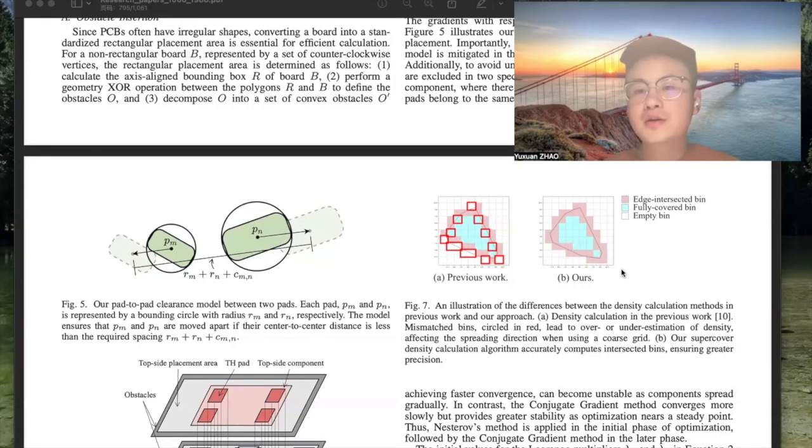Also, the key drawback of this work, I think, is that they didn't consider the rotation to further optimize the objective, since in the PCB you can have all kinds of rotation of these components. So I think their future work can include considering the rotation for the PCB placement.